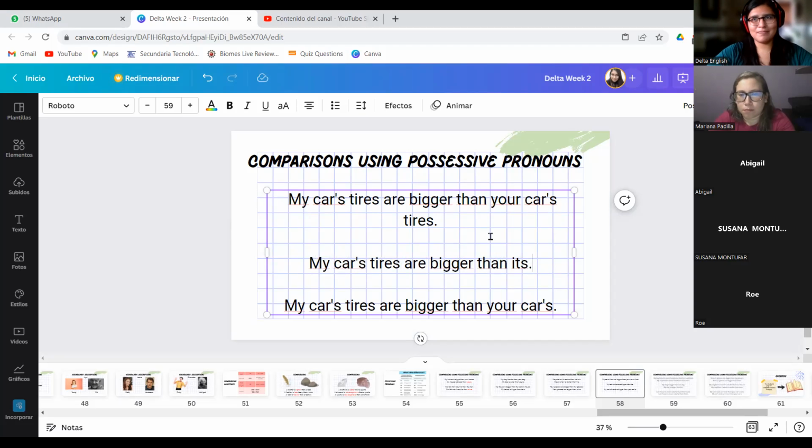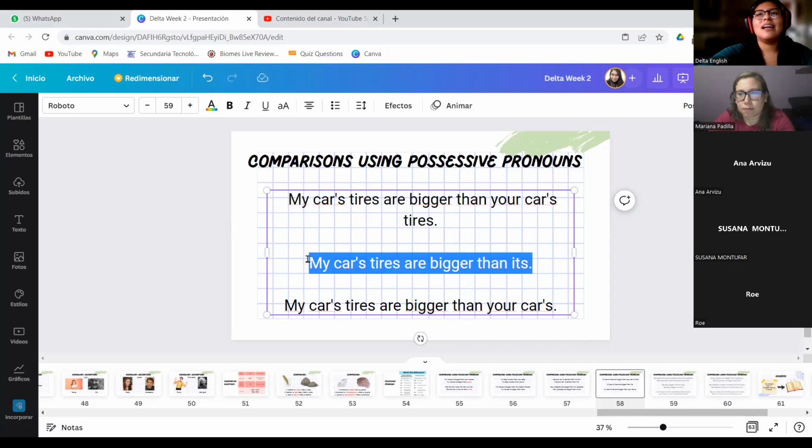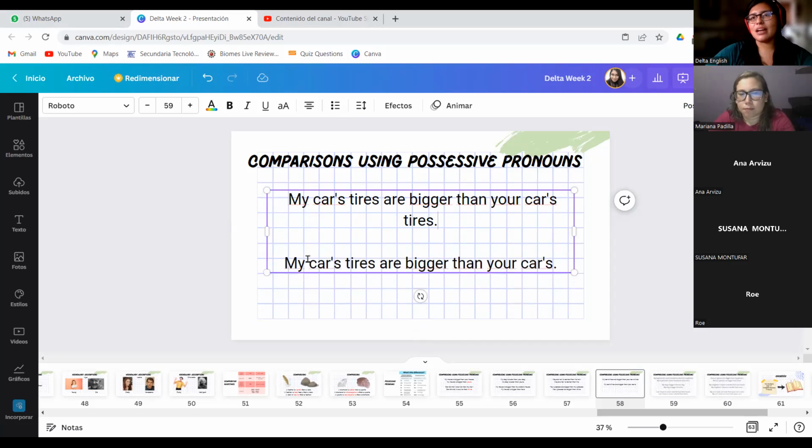Pero no existe. No se usa, no aplica. Entonces, ¿qué es lo que voy a hacer si no puedo usar el its? Nada más voy a eliminar el objeto. That's it. Aquí voy a quitar tires y dejo el resto de la oración igual. Las llantas de mi coche son más grandes que las del tuyo, que las de tu coche. Listo. That's it.